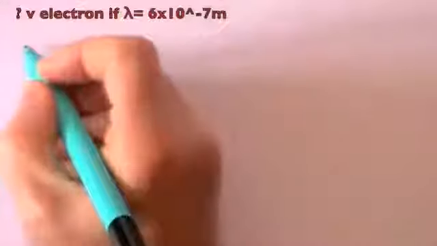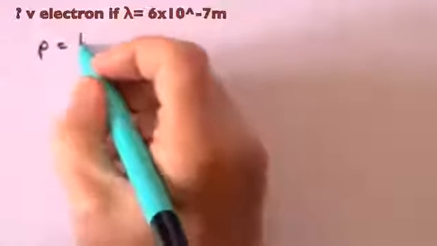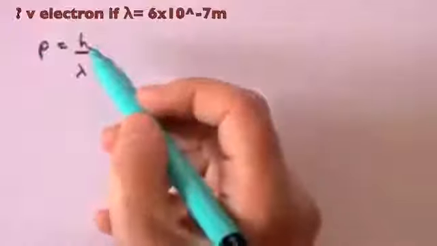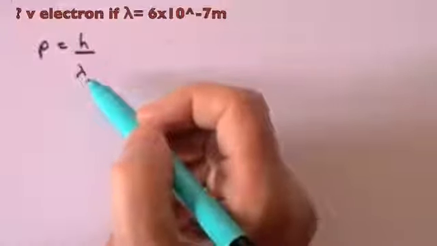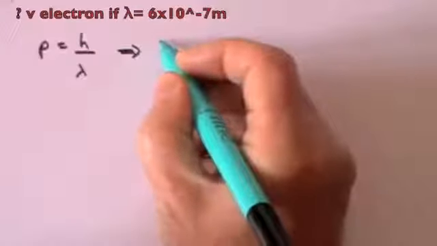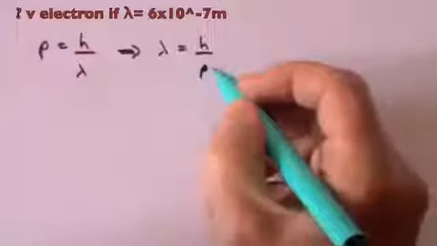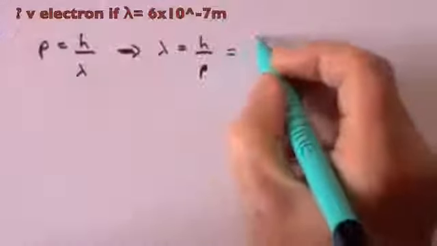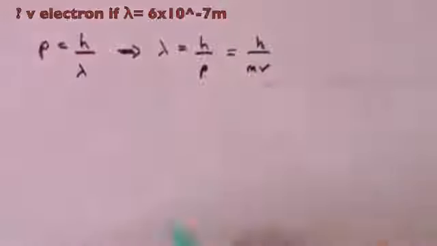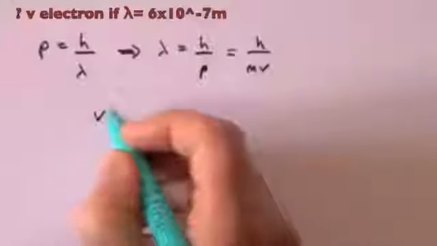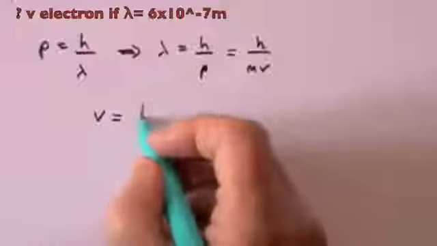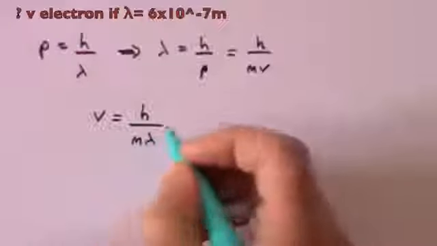Question 6. What is the velocity of an electron whose wavelength is 6 times 10 to the minus 7 meters? Well, now we need the de Broglie equation, which you may remember is p equals h over lambda, that's the momentum, is equal to Planck's constant divided by wavelength, which means we can rearrange that to say that lambda, the wavelength, is h over p. And since for an electron, momentum is mass times velocity, that equals h over mv. Now we can rearrange this formula for velocity, which is what we want. The velocity is going to be h divided by m lambda.